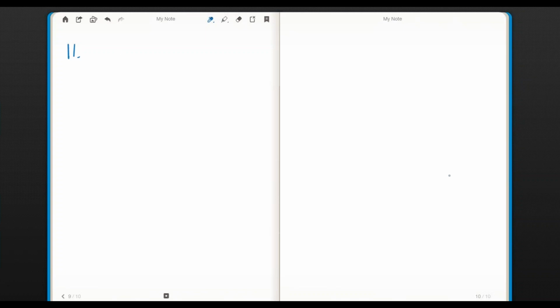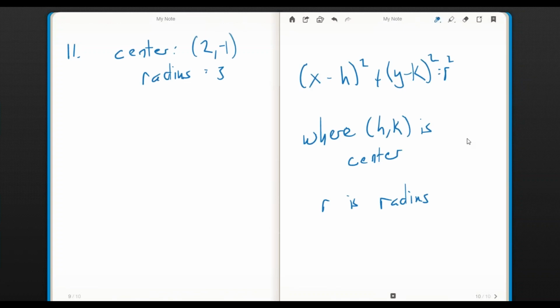Number 11. This problem asks you to write the equation for the circle that has a center at 2, -1 and a radius of 3. And I put on the right side page the thing you have to remember. If you have a value of h, k as the center, then h and k go into this equation. Notice the minus signs are part of the equation. So x minus h plus y minus k, each of those are squared. And it's set equal to the value of the radius squared.